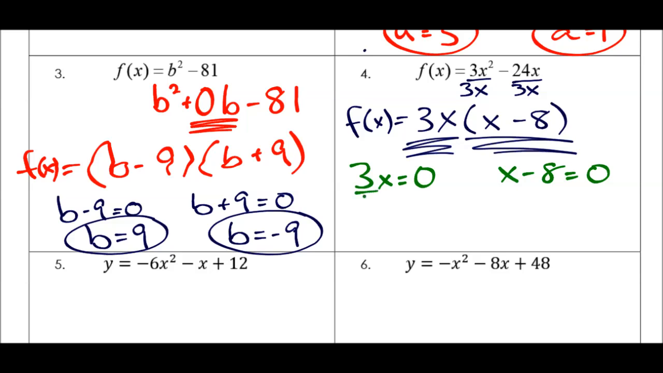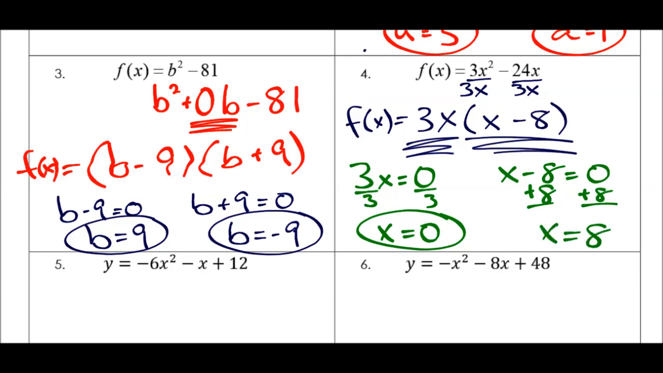Here I'm just going to divide by 3 on both sides, and x equals 0. That's one of my solutions. And I'm going to add 8, that gives me that x equals 8. So 0 and 8 are zeros of this function. Those are two x values that make this function equal to 0.